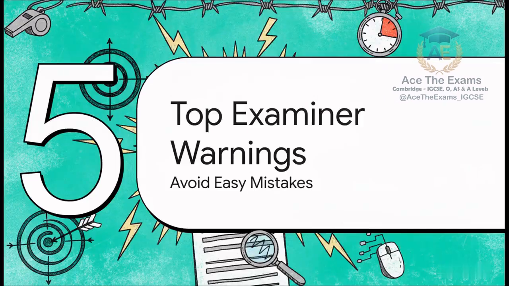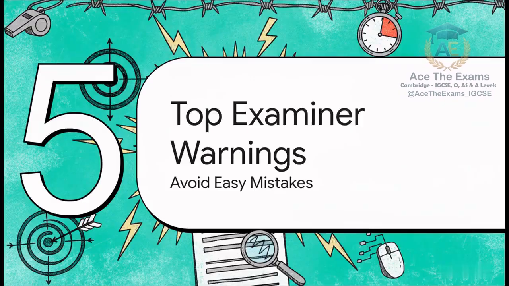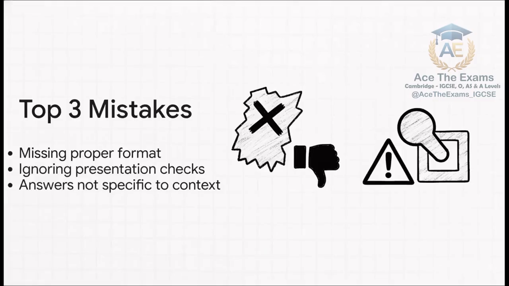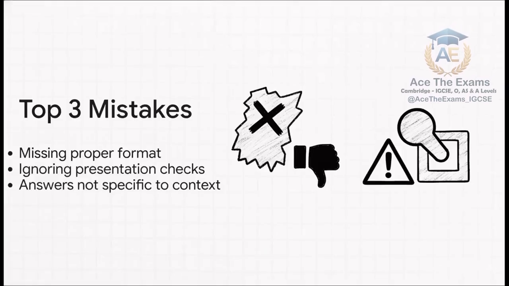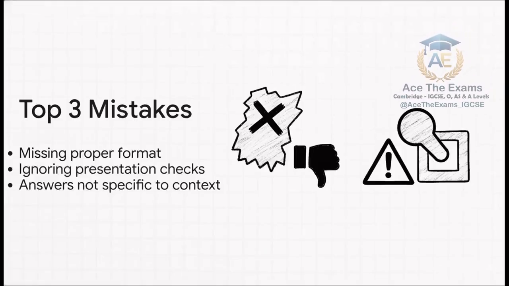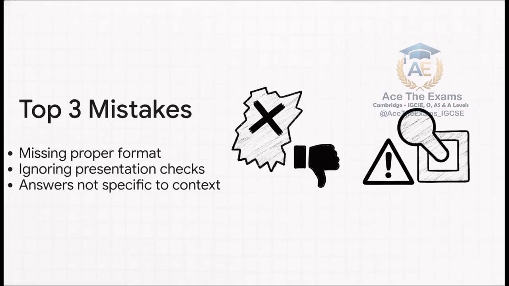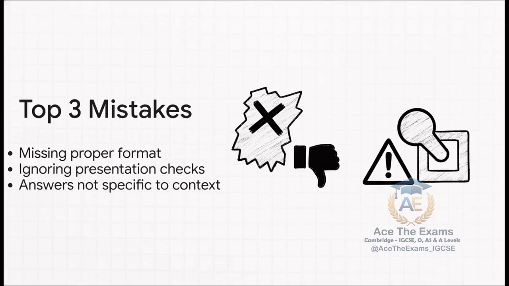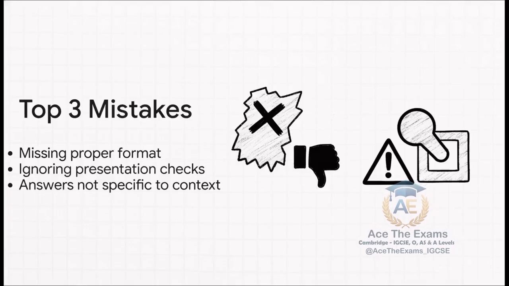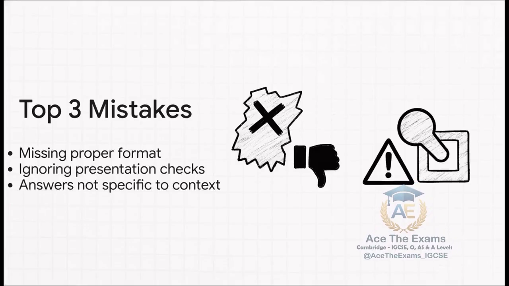And finally, Section 5. Top examiner warnings and how to avoid easy mistakes. Okay, we're going full boot camp mode here. Let's look at exactly where students just bleed easy marks. Here are the top 3 massive pitfalls, straight from the people grading your papers. Mistake number 1, missing the proper format. Look, if the question asks for a design specification and you write a giant generic essay, you're losing marks.